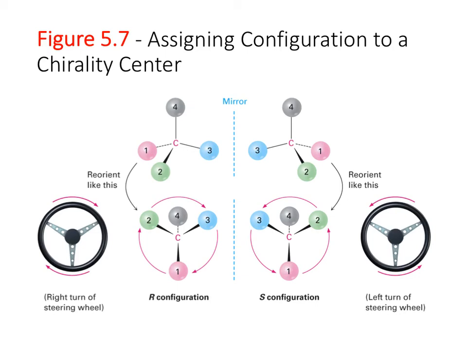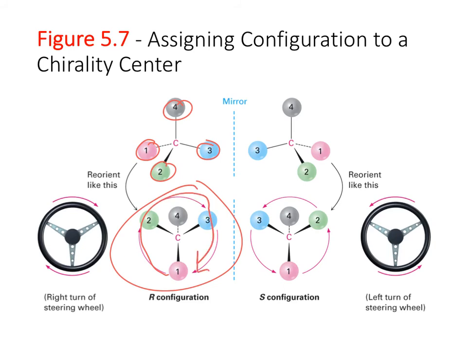If you have your chiral carbon and you've assigned priorities to all of the groups, so 1, 2, 3, and 4, where 1 would be the highest priority, so the group with the highest atomic number, and then 4 would be the lowest priority. You want to reorient the lowest priority group away from you so that it looks like a steering wheel. And then you're going to draw an arrow from 1 to 2 to 3. And if when you draw that arrow, the arrow is going in a clockwise direction, we call that the R configuration. If, on the other hand, it's going in a counterclockwise direction, that's called the S configuration.